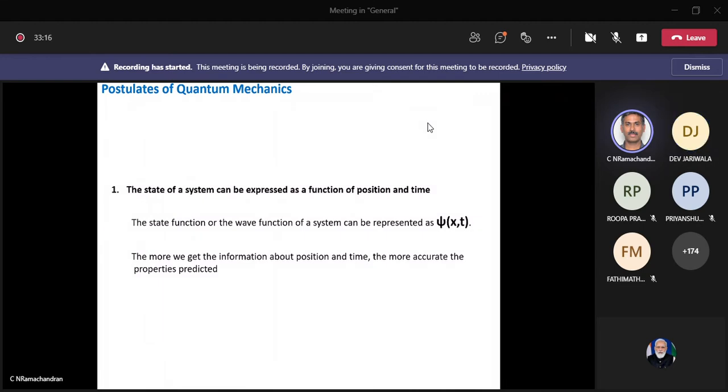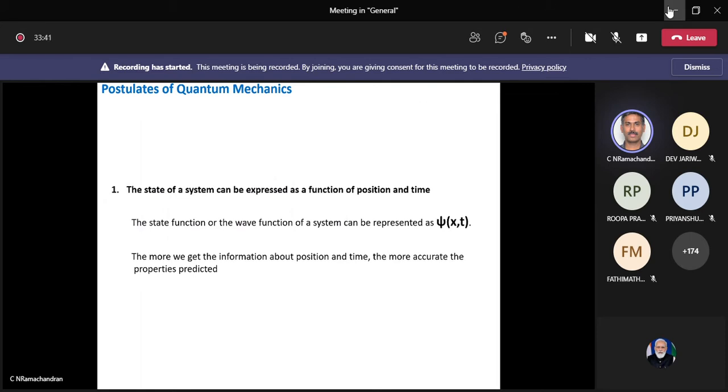But the problem is how you will get to know that. You should know the position at different times. So it is telling that if you know the position of a system at different times, you can predict the properties. I'm putting it in language that you can understand, not the exact language. The principle is more or less the same.